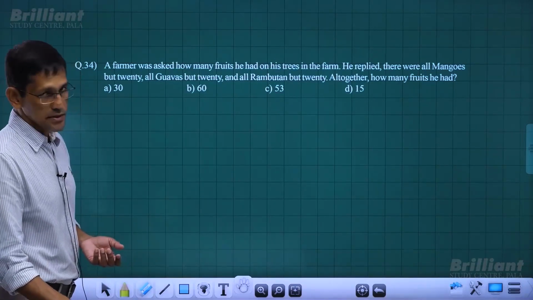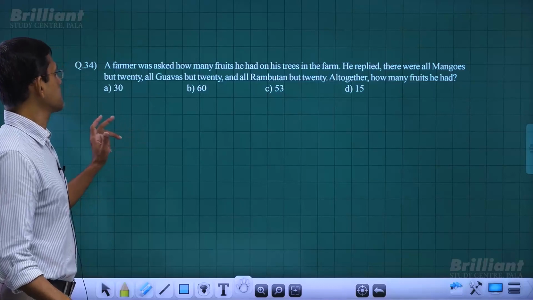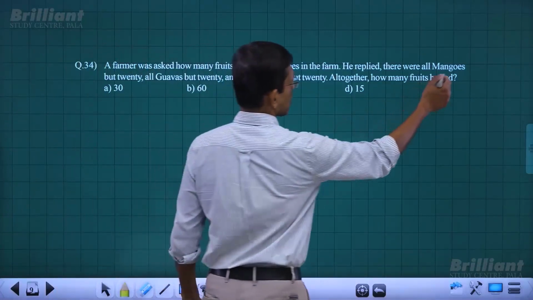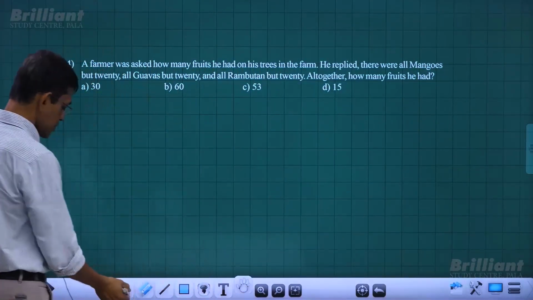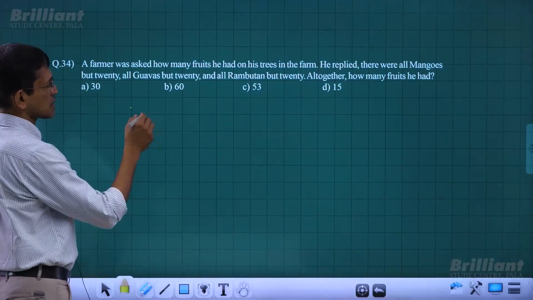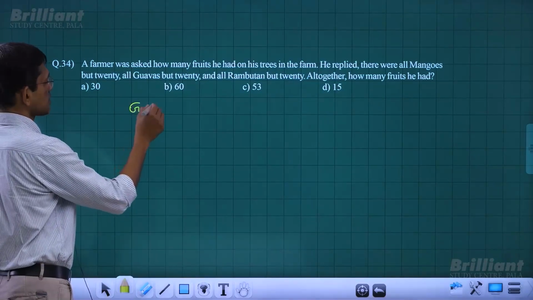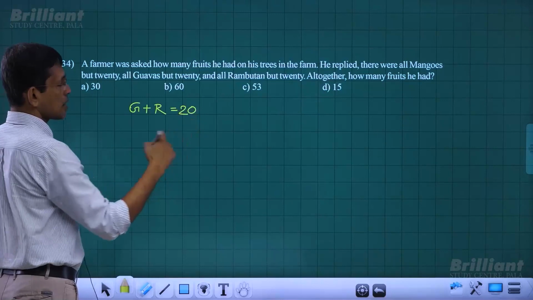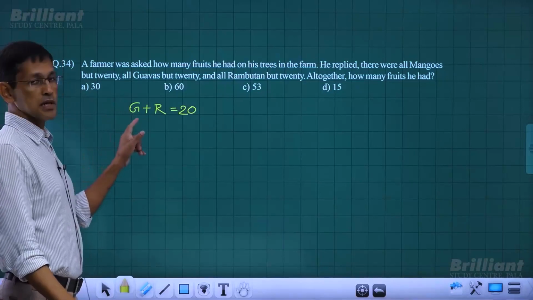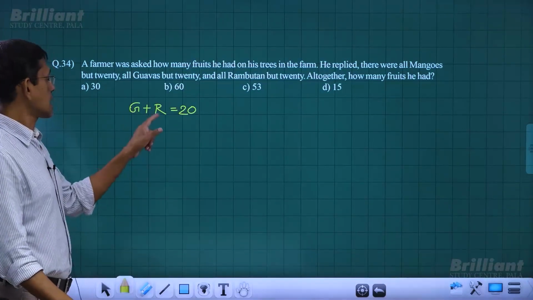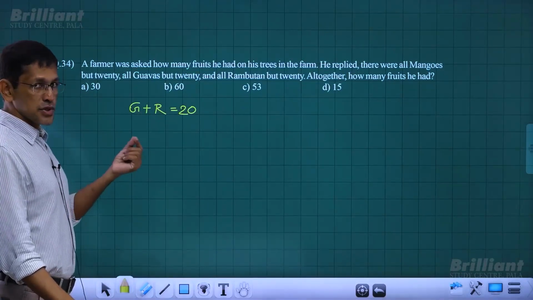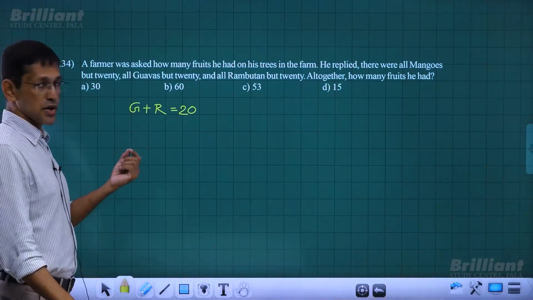Altogether, how many fruits he had? So he talked about 3 fruits: mango, guavas, and rambutan. So the first part, there are all mangoes but 20. If all mangoes but 20, there are 20 fruits other than mangoes. Which are the fruits other than mangoes? It is guavas and rambutans together, it's 20. We have no idea how many guavas, how many rambutans. Altogether it's 20. It could be 0 guava, 20 rambutans, or it could be 2 guavas, 18 rambutans, or it could be 10 and 10.